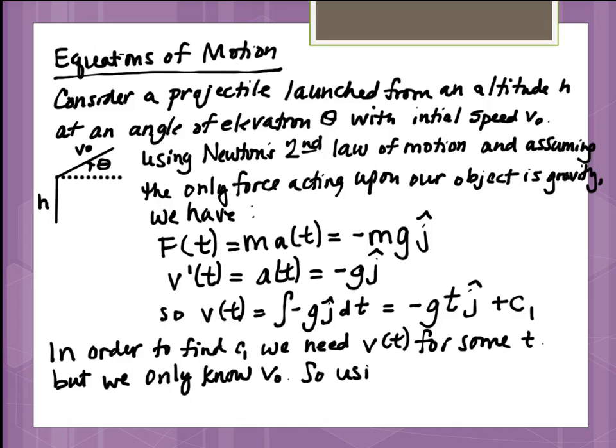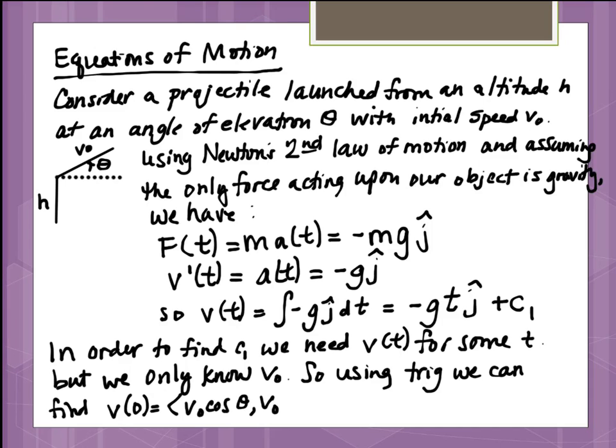So using trig, did you guys have any idea how useful trig was when you took it? You used it a lot. Using trig, we can find that v of 0 is v0 cosine theta, v0 sine theta, which would then equal the C1 vector.